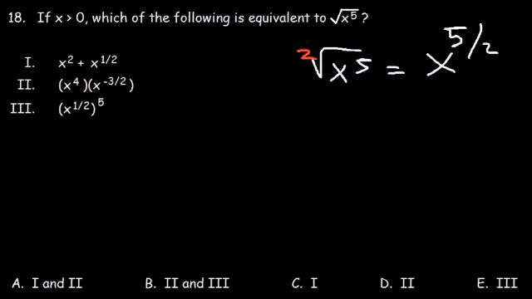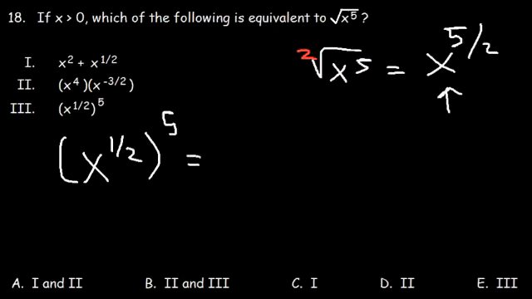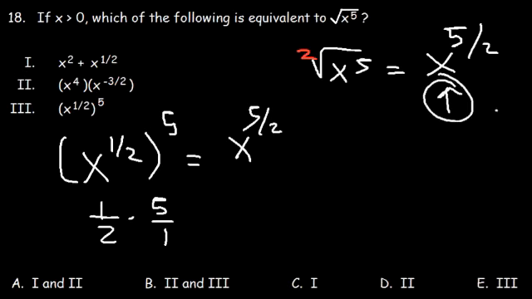So we need to find out which expression is equal to this one. Looking at number 3, x raised to the half, raised to the 5th power. When you raise one exponent to another exponent, you've got to multiply. So 1/2 times 5 is the same as 1/2 times 5 over 1, and that's 5 over 2. So number 3 is equivalent to this expression. So 3 is true.